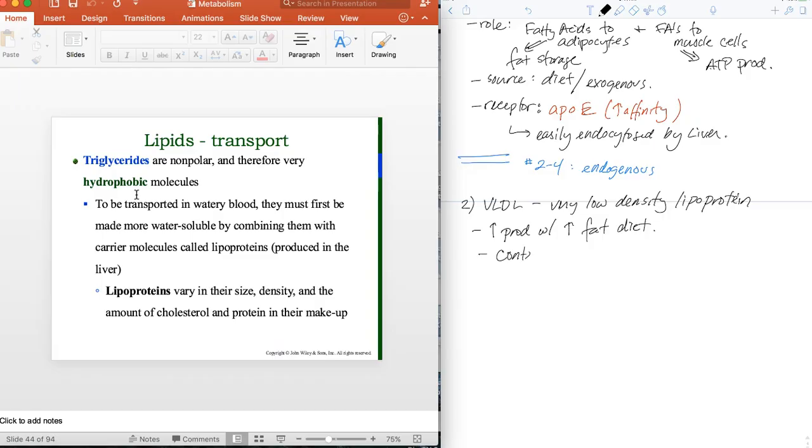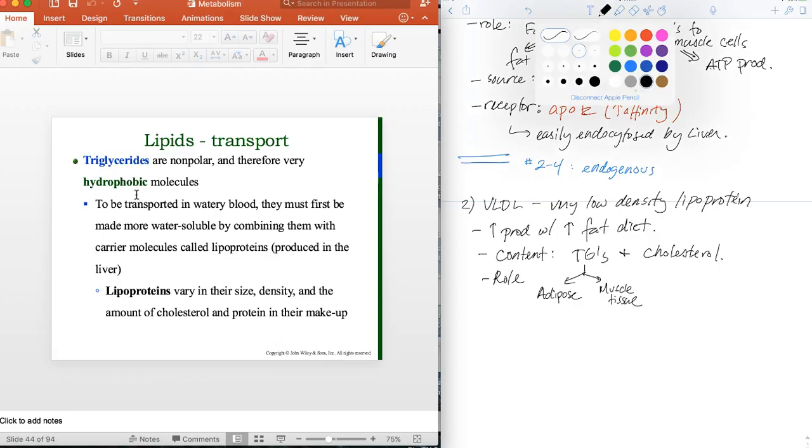And in terms of the content, these tend to have triglycerides and cholesterol. Their role will be similar to the chylomicrons in that the triglycerides can go to places like the adipose, as well as muscle tissue. The cholesterol, interestingly enough, can actually stay within this lipoprotein.